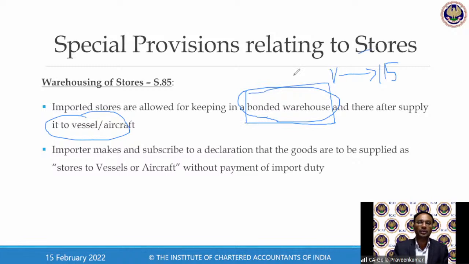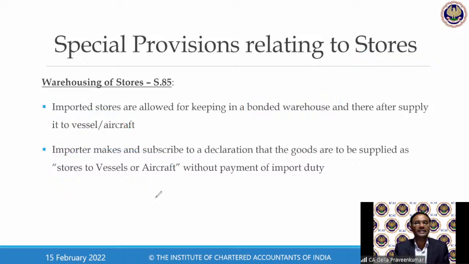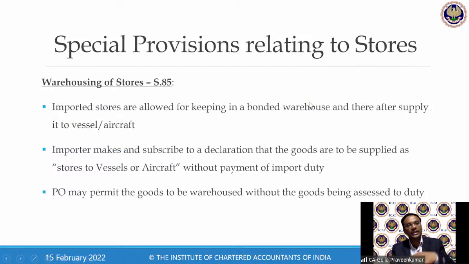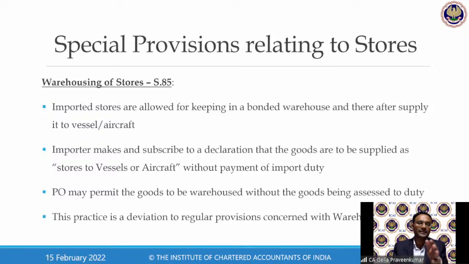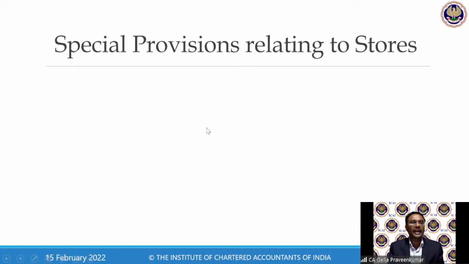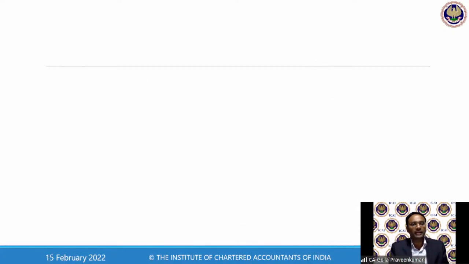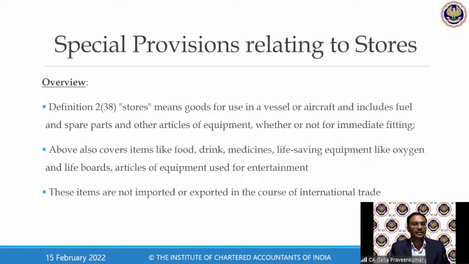It means you declare what your stores are. These stores I permit you to keep in a bonded warehouse. As and when you require, you take them back for consumption. The importer subscribes to a declaration that these goods are meant for stores to a vessel or aircraft. Whenever we talk about this concept of bonding, generally, once the goods are bonded, they need to pay duty. But in case of stores, they bring into bonding, they take out of bonding, and they don't pay any duty. Reason: stores are meant for consumption on a vessel or an aircraft, and to keep accountability, they have to be kept in a bonded warehouse.